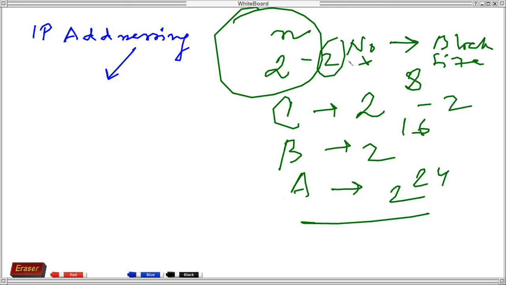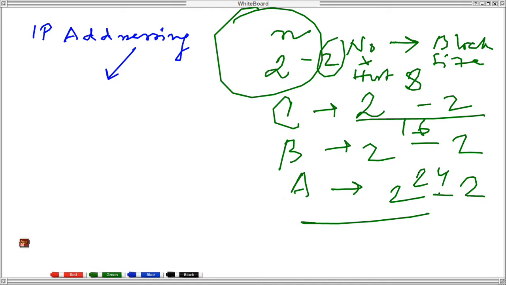So the number of hosts will be 2 to the power 8 minus 2, 2 to the power 16 minus 2, and 2 to the power 24 minus 2. That is the major problem: why should I go for a fixed length? I may require a block size of 2 to the power 4. So for that, there is a concept of classless IP addressing.